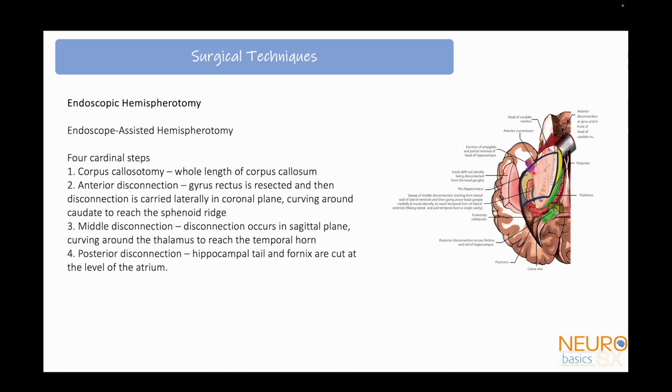Following which there's a middle disconnection, which is basically just around the thalamus, again going into the atrium and the temporal horn. Following which there's a posterior disconnection at the level of the atrium where the hippocampal tail and the fornix are cut. So very simple 4 steps are there. Obviously, in practice, it's a lot more difficult, but just a corpus callosotomy, an anterior disconnection, a middle disconnection, and a posterior disconnection.